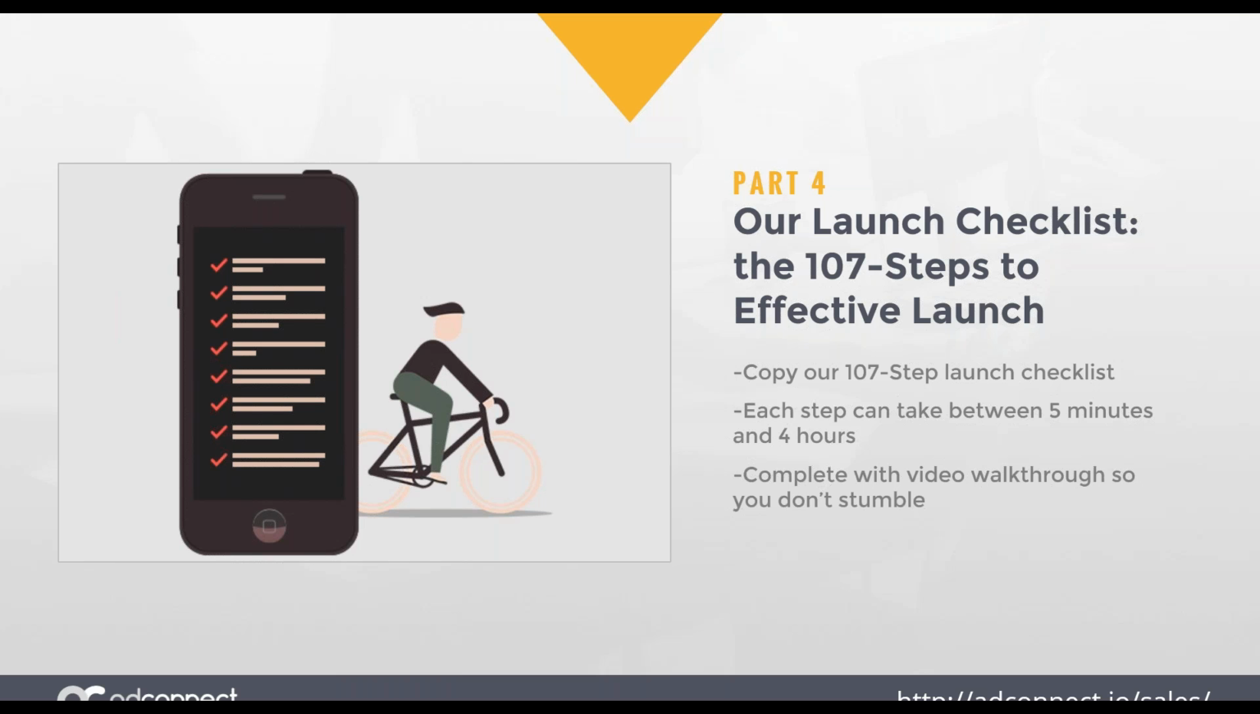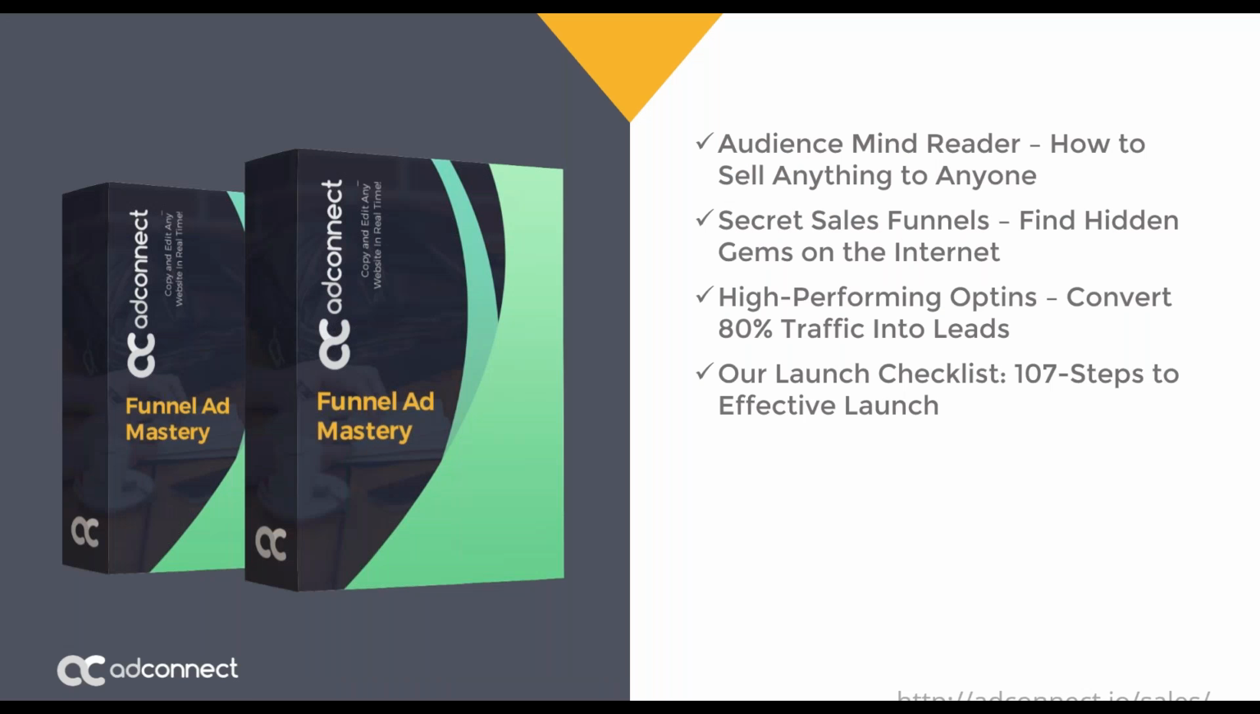And part number 4 is going to be the launch checklist. If you have any info product, or even a software product that you want to release or launch as an affiliate offer, perhaps, you're going to learn the checklist of what we do step by step when we launch our own products. It's a 107-step launch checklist, and you'll get a complete video walkthrough as well, so you don't make the same mistakes a lot of people do.